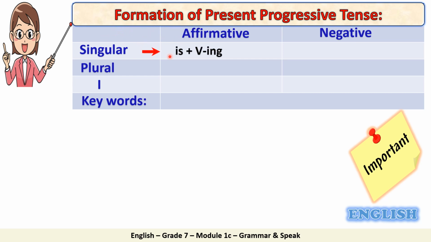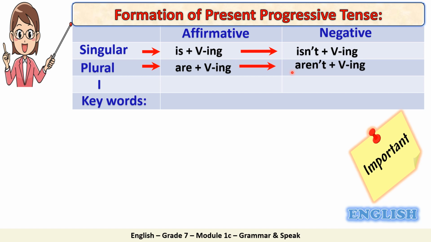For singular, we use is followed by the ing form of the verb in the affirmative form. And we use isn't followed by the ing form of the verb in the negative form. Now we move to plural. For plural, we use are followed by the ing form of the verb in the affirmative form. And we use aren't followed by the ing form of the verb in the negative form.